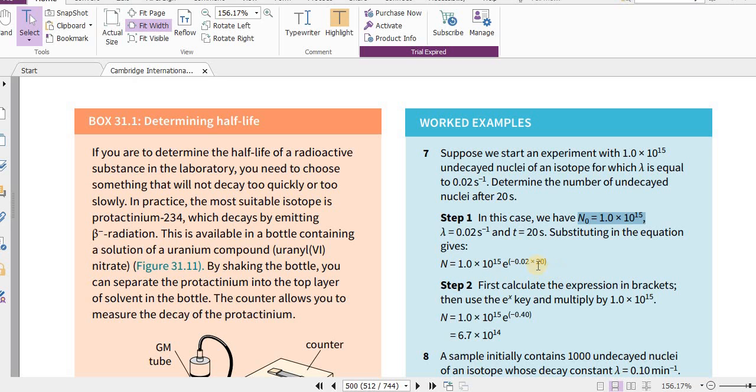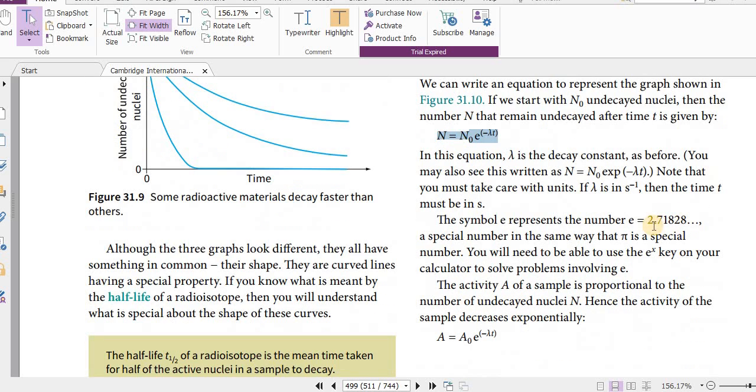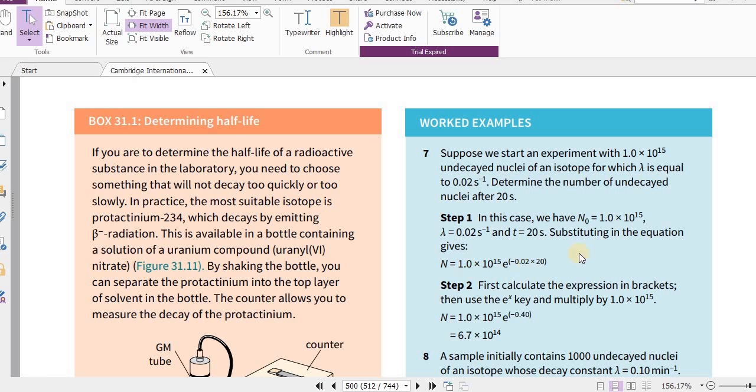The equation that has all those quantities is this equation right here. N0 is the original number of undecayed nuclei, N is the number of nuclei remaining after time t, lambda is the decay constant, and e is also a constant, a number like pi. So use that: N0 is given, e to the power minus lambda t, so minus of that lambda, and then t is this.